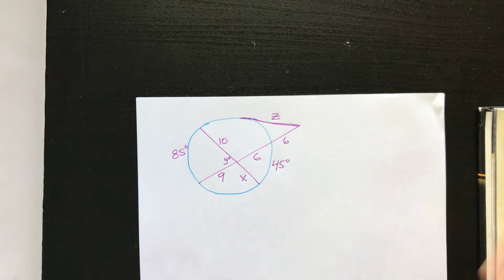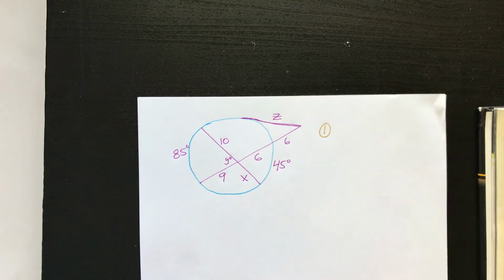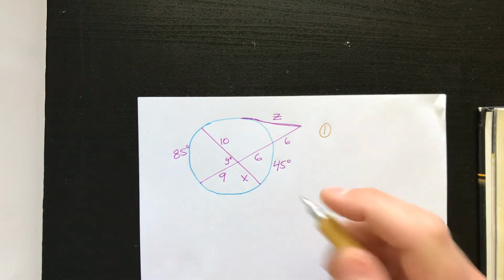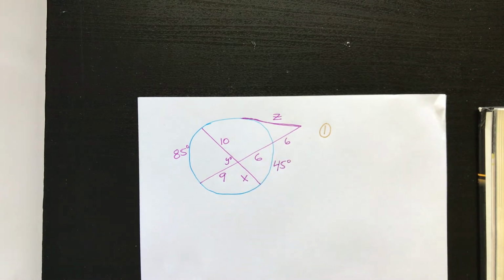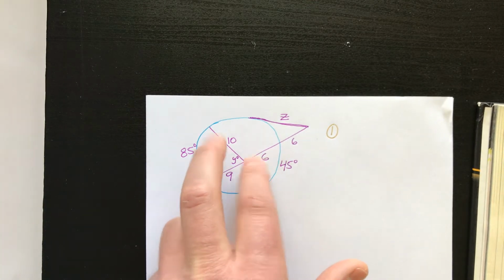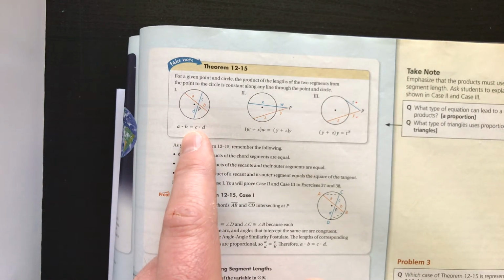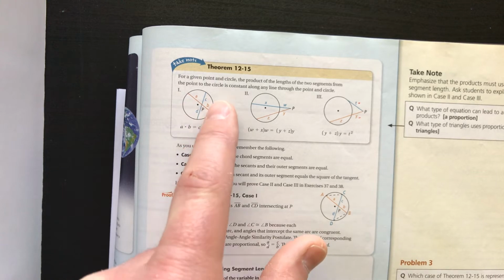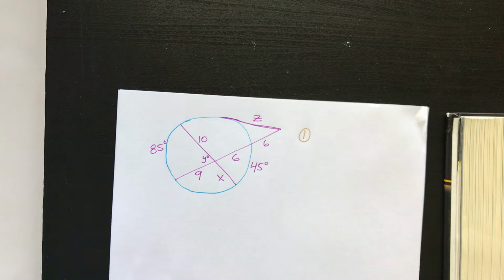And the first question, number 1, says, what is the value of X? Well, remember, this is a segment, so we have to use our segments. And notice it's the intersection inside of the circle. So the theorem that we're using here is this one, number 1. A times B is equal to C times D. So I'm just going to do that.